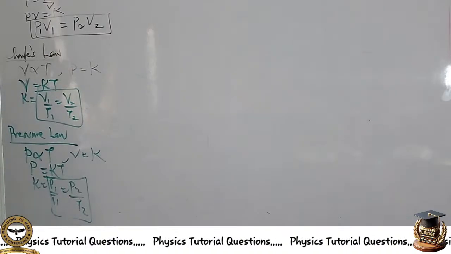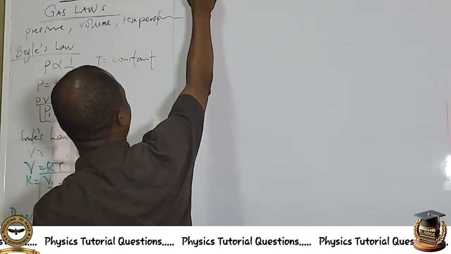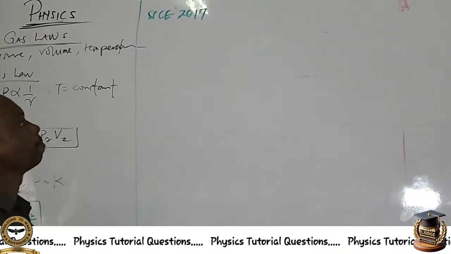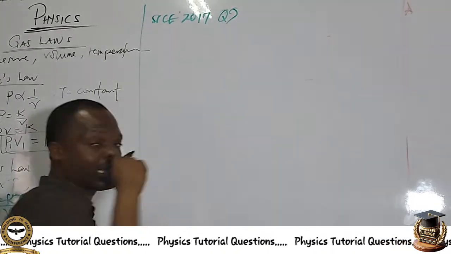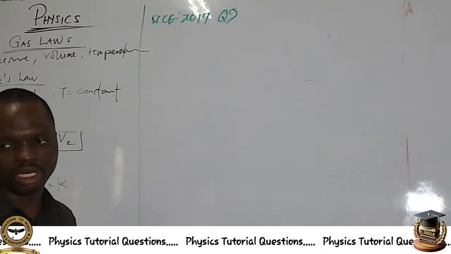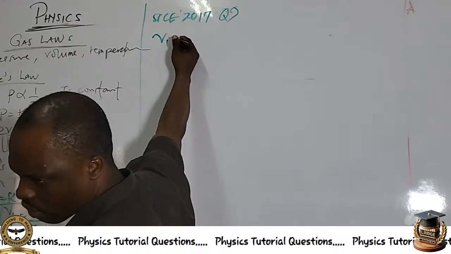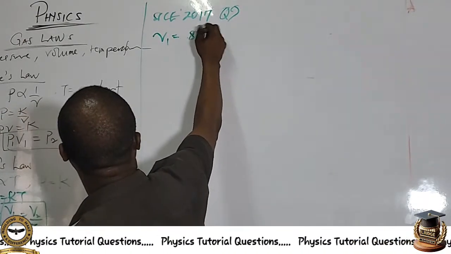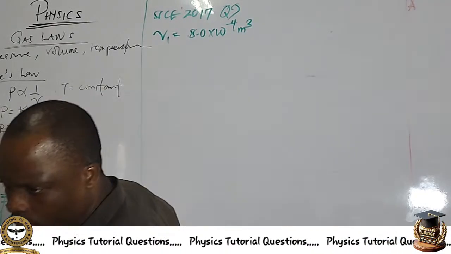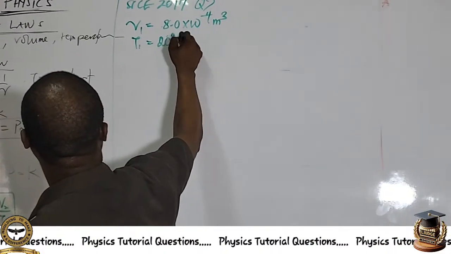So this brings me to a question, and that's WASSCE 2017, question 9, I think 9C. It says, at the beginning of a race, a tire of volume, so V1, a tire of volume 8.0 times 10 raised to power minus 4 meter cube at 20 degrees Celsius. T1 is 20 degrees Celsius.